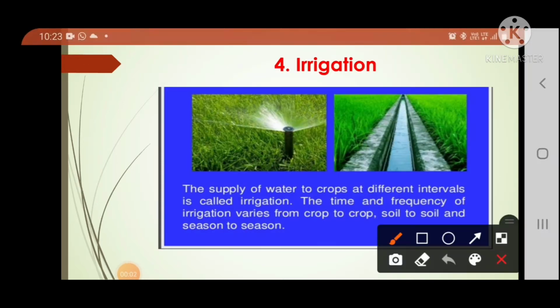Seeds need water to germinate. So let's talk about irrigation. The supply of water to crop at different intervals is called irrigation. The time and frequency of irrigation varies from crop to crop, soil to soil, and season to season.